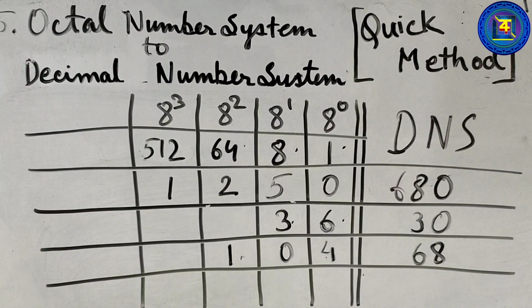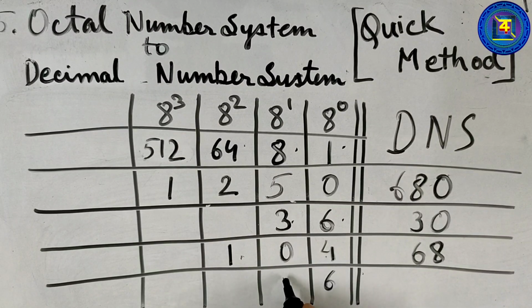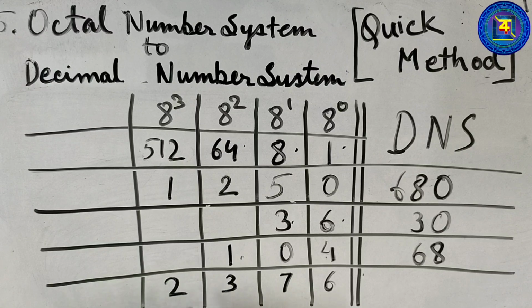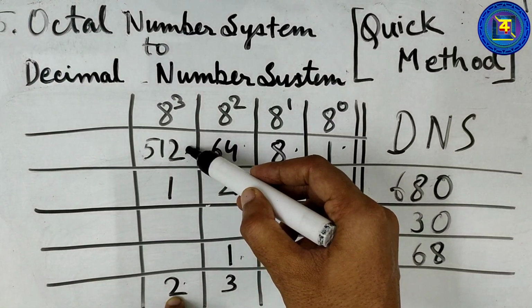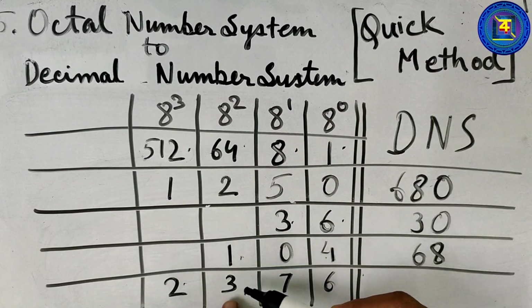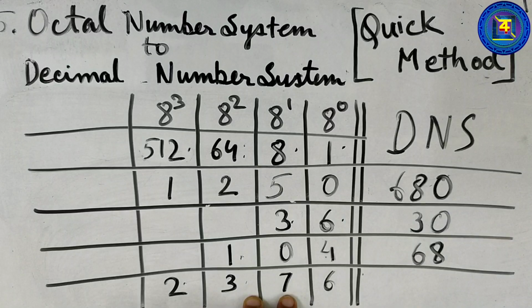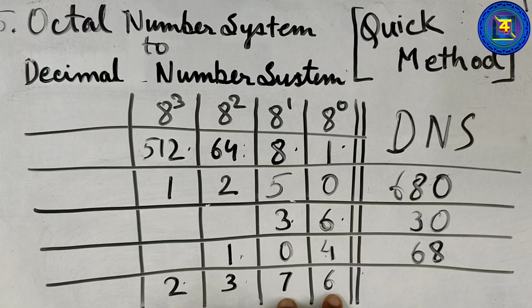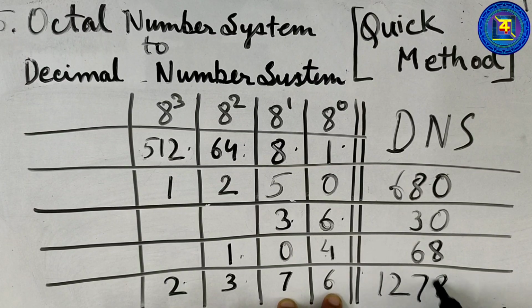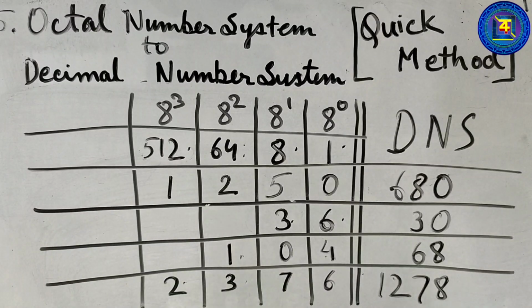So our next question was 2376. Obviously we are going to write it from right to left, 6732, right? So 2 into 512 returns 1024 plus 3 into 64 returns 192. So when you add these values, 1024 plus 192 will result in 1216 plus 8 7s are 56. So 1216 plus 56 returns 1272, plus 1 into 6, that is 1272 plus 6 results in 1278.